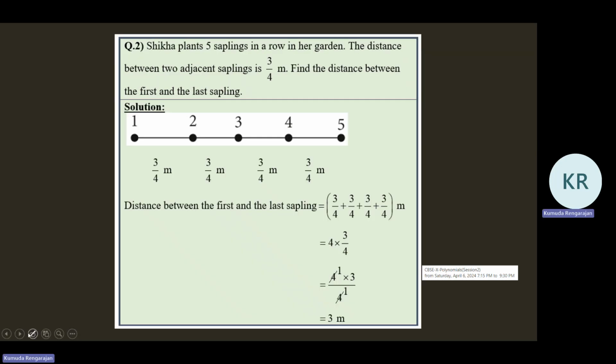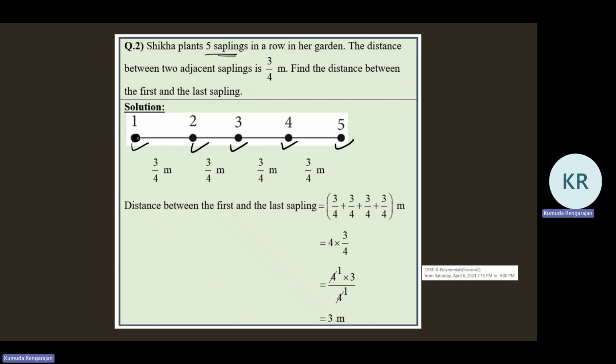Now look at this one. Chika plants 5 saplings in a row in her garden. 5 saplings. Okay. Young plants. What are saplings? Young plants. A sapling is a young plant, a small plant, a baby plant. So see, 1, 2, 3, 4, 5.